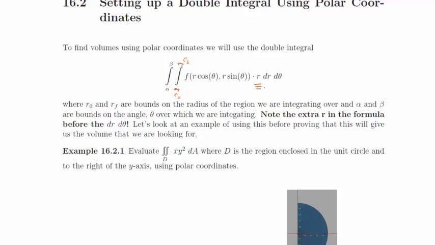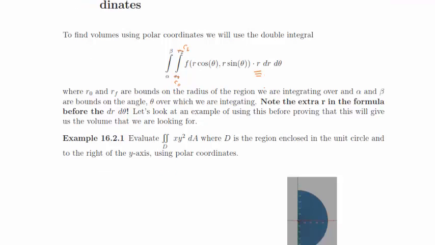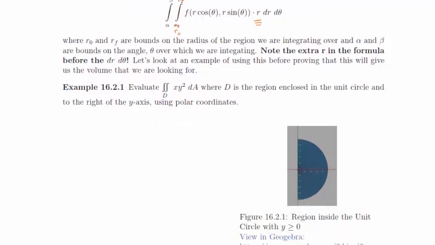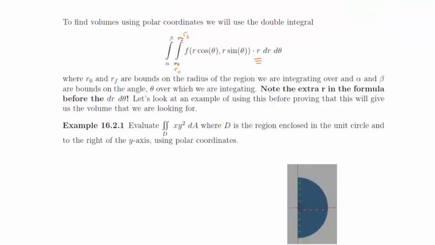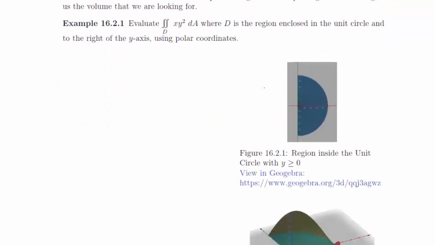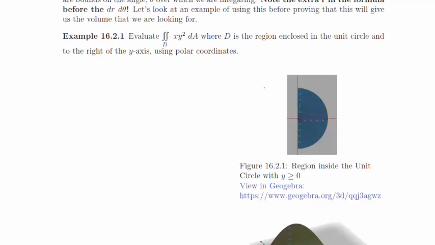So let's do this in an example before we prove that this will give the volume that we're looking for. This definitely does give the volume we're looking for, but let's just practice it before knowing that this is the right formula to use. So example 16.2.1, evaluate the double integral over the domain D of x y squared dA, where D is the region enclosed in the unit circle, and to the right of the y-axis using polar coordinates.